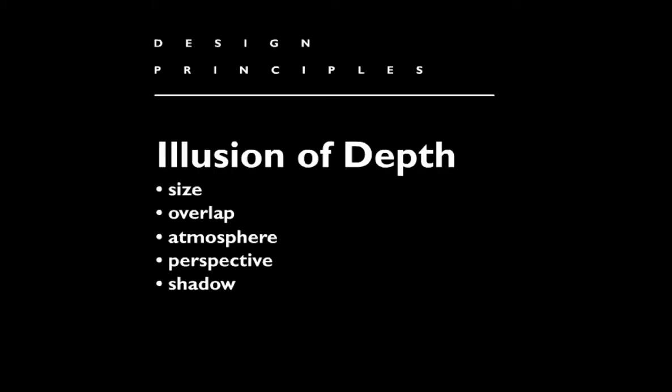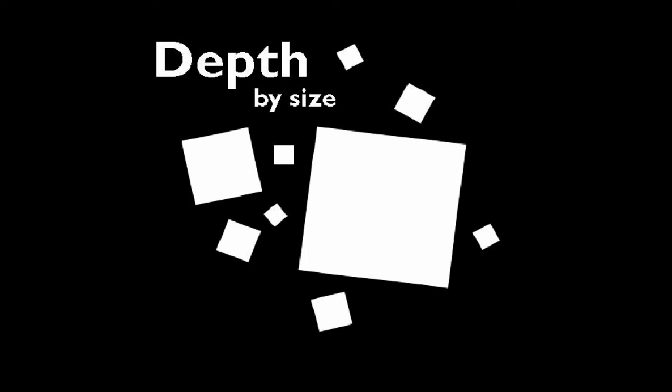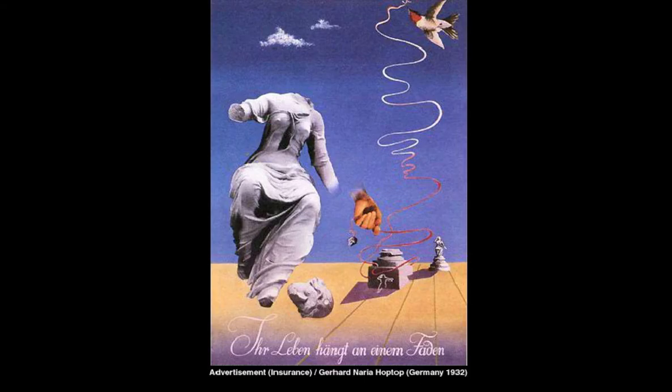Okay, so depth. So where things are located, their size, their overlap, their atmosphere, perspective, and shadow. This will become important when we do cartooning. Depth by size. Which one is closest and which ones are farther away? So the largest items are closer to us. Important philosophy of the artist Cézanne. Large items, and they feel like they go back into space as they get smaller.